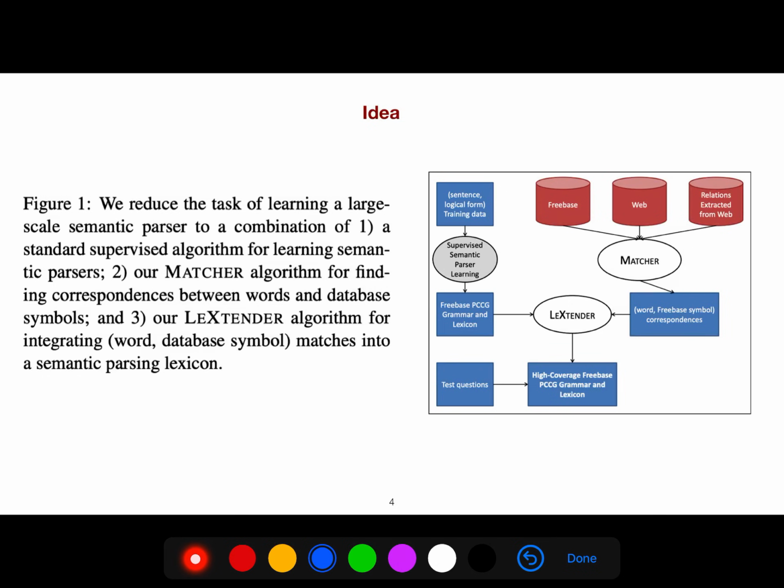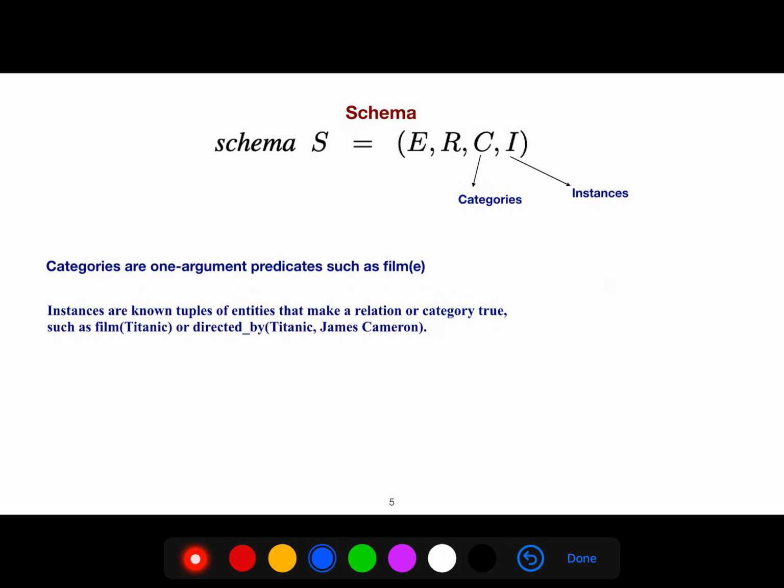So we reduce the task of learning a large-scale semantic parser to a combination of a standard supervised algorithm, our matcher for finding correspondence between words and database symbols, and finally a lex extender algorithm for integrating word-database symbol matches into a semantic parsing lexicon.